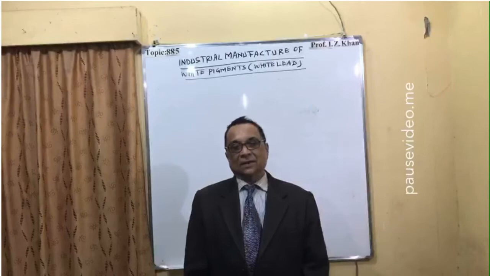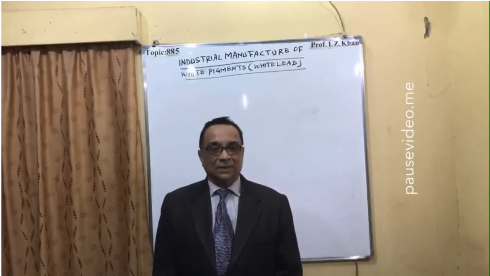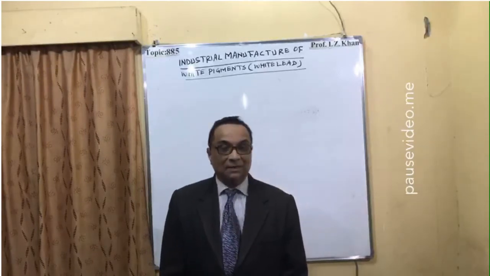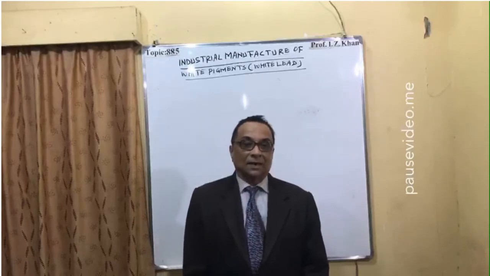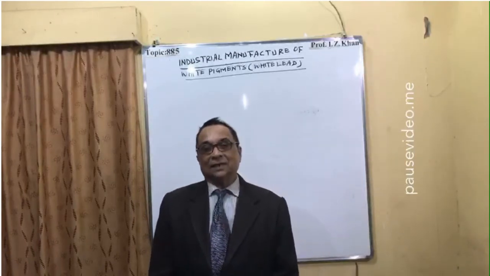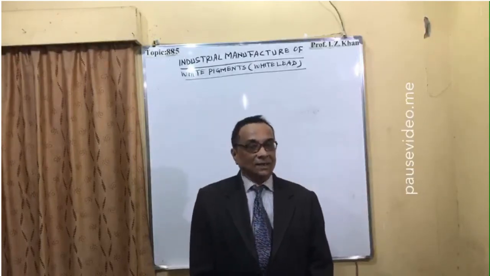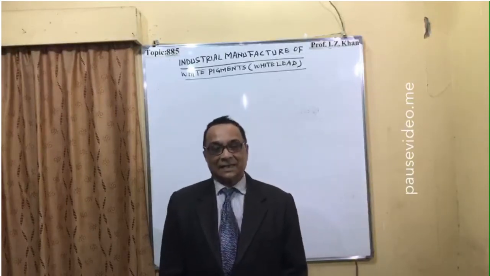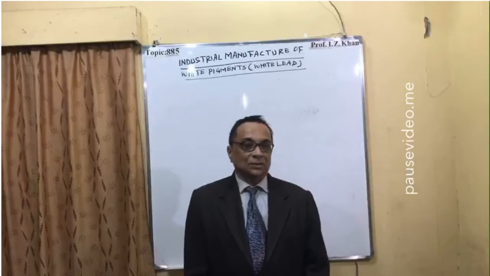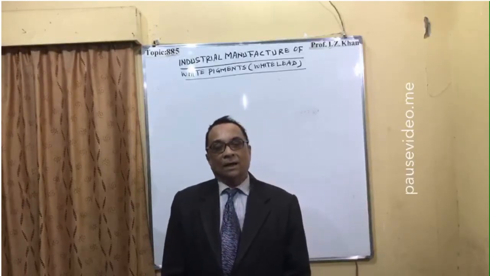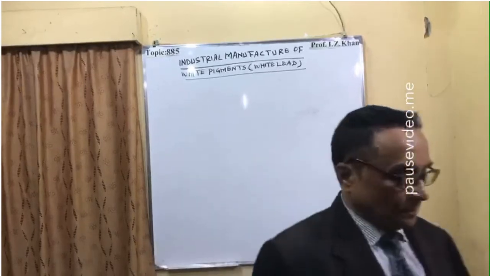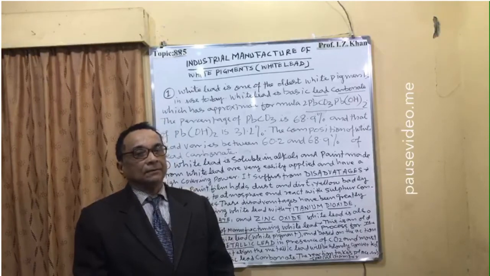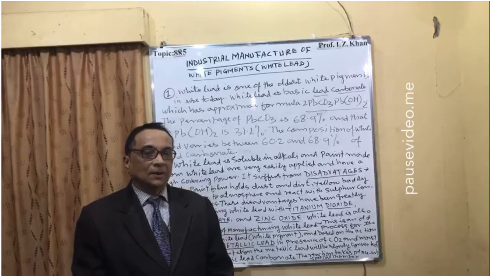There are several methods of manufacturing commercially this lead white or white pigment. One is called Dutch method, French method, modern method, electrolytic method. The basic principle is that metallic lead is treated in presence of carbon dioxide with acetic acid, that is, dilute acetic acid, so that the metallic lead is converted into a white pigment. So here I am discussing the industrial manufacture of white lead, that is commonly known as white pigment.